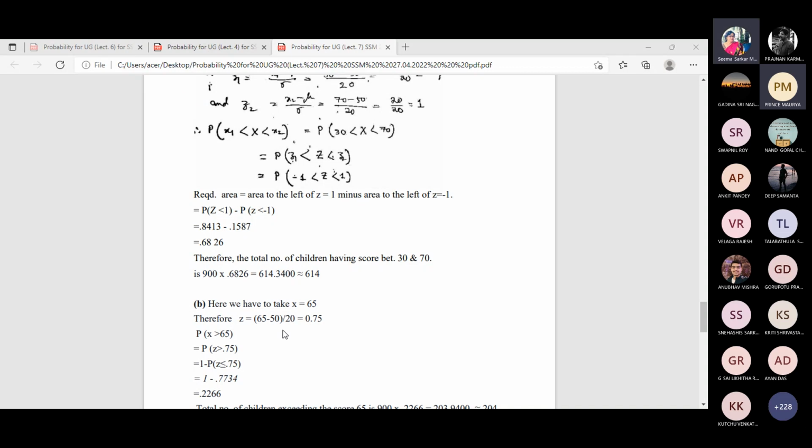Does anyone want to know again the derivation of variance for the normal distribution? One of the students had mailed me that the derivation is not very clear. So if it is so, then I can explain that once again now. If you have time, I can explain. I don't have any problem.